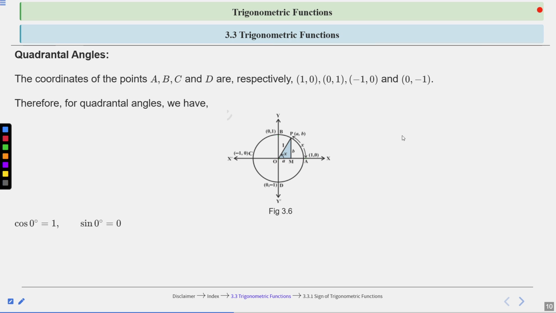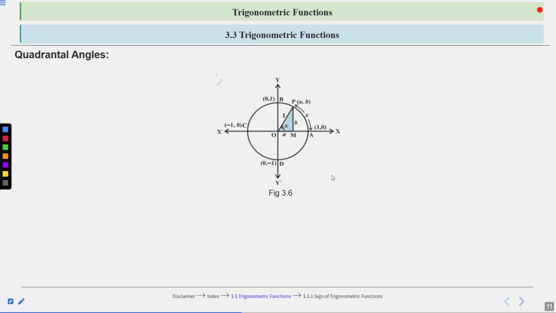Now, cos 0 degrees is equal to 1 and sin 0 degrees is equal to 0. Cos pi by 2 is equal to 0 and sin pi by 2 is equal to 1. Cos pi is equal to -1 because point C has coordinates (-1, 0), and sin pi is equal to 0.